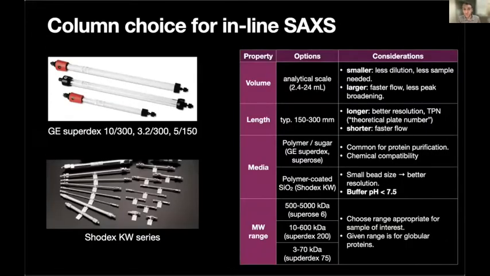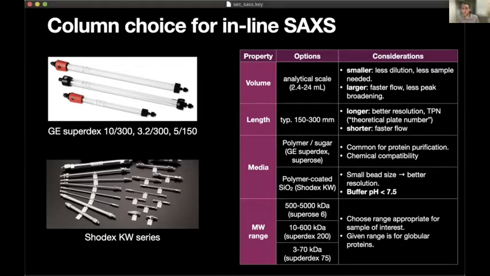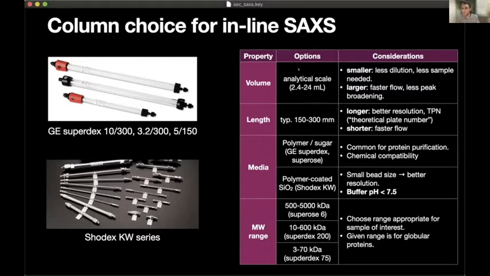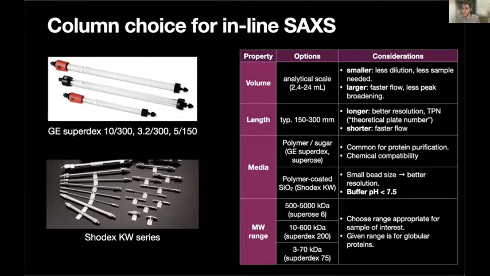Okay, so you may have used SEC to do purification in the lab. It's very common as a final step in purification. When you do that, typically you're using a prep grade column, which is massive. That's not what we use for SEC-SAXS. We use analytical scale columns. Those have a pretty small volume. It's usually between 2.4 and 24 milliliters. And the reason we do that is because we want to minimize the amount of dilution of the sample. So SAXS requires fairly high concentration of protein. So we use a smaller column. So that minimizes sample, also minimizes the time it takes to do the experiment.